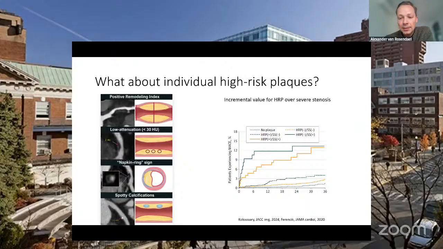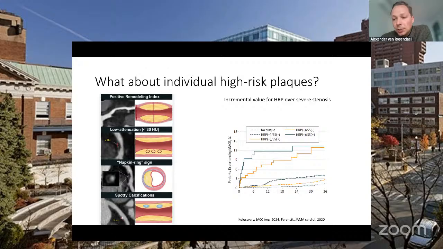Do we need to look at these individual lesions and define whether the patient is high or low risk based on that? It works. This is a study from Dr. Ferencik. This was from the PROMISE study. It works in risk stratification. Here you see the 2 variables, the significant stenosis and the high-risk plaque. And you see here that if there is high-risk plaque, in addition to significant stenosis, it gives higher risk. And also patients without significant stenosis, but high-risk plaque, they are at higher risk.